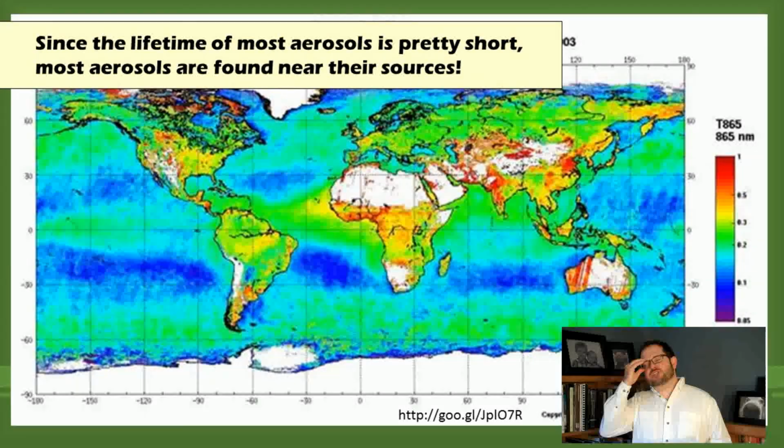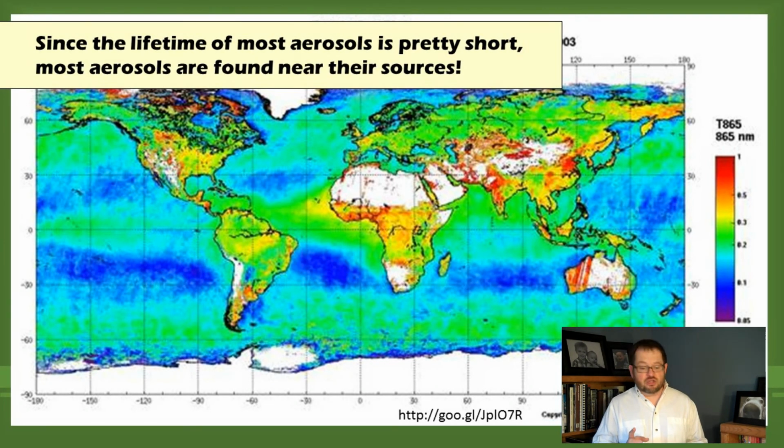Since the lifetime of most aerosols is pretty short, since most aerosols are pretty easy to get washed out of the atmosphere, most of the aerosols are actually found near their sources. Now, on this plot here, I'm showing you the amount of aerosol in the atmosphere. Blue is very little and red is quite a lot. There's reasons why from satellite they can't determine the aerosol over deserts. That's why some places are white, same with over ice fields. And don't worry about the units here. This is actually in a quantity called aerosol optical depth. We don't need to worry about that.